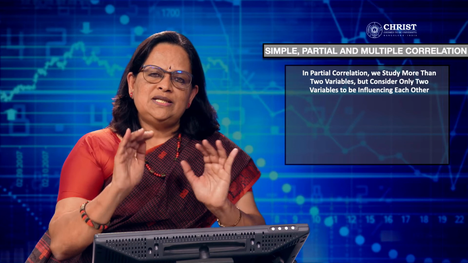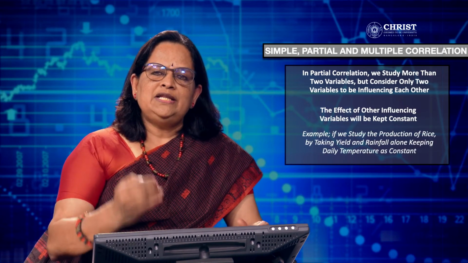Now we have to see what is partial correlation. In partial correlation, we study more than two variables, because with two variables we call it a simple correlation. More than two variables we are studying come under the category of partial correlation. But you have to remember that we consider only two variables, and the other variables we assume are not influencing each other. We assume that these are constant. There will not be any change. So the effect of other influencing variables will be kept constant.